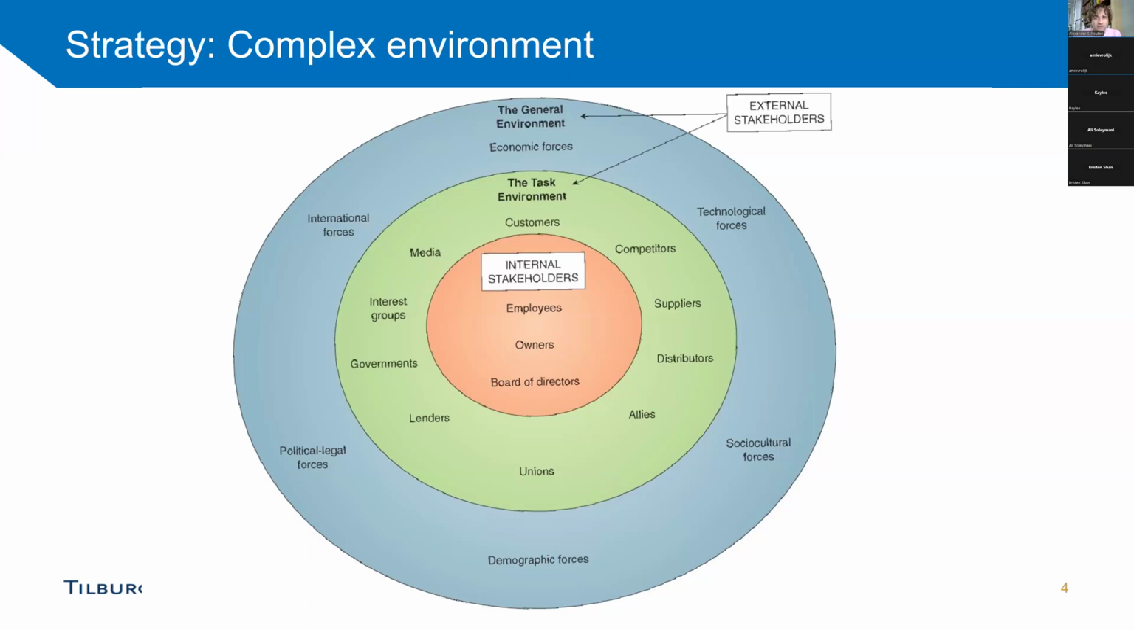So a strategy is kind of in between. Strategy is taking into account the environment and then redefining that environment into what you want to do as an organization in order to make sure that you are successful. So that's why you need a strategy. It helps you define goals for the future of your organization.